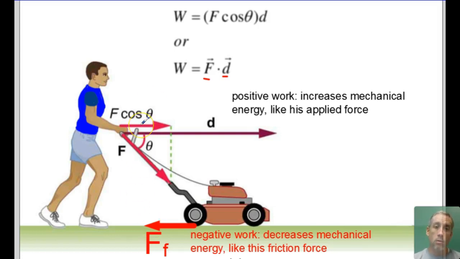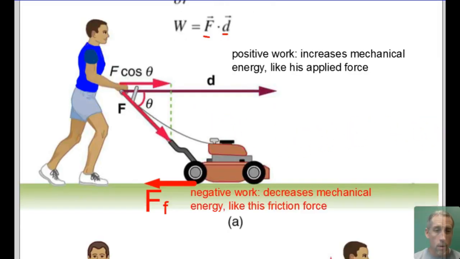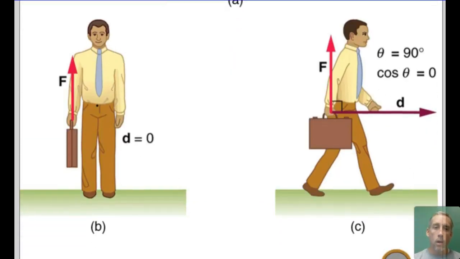The person is trying to increase the energy, and the friction is trying to decrease. And for the most part, while you're mowing, those probably just completely cancel each other out, and your mower stays with a pretty steady energy as it moves across level ground. Let's look at some other parts to see what else is interesting about work.